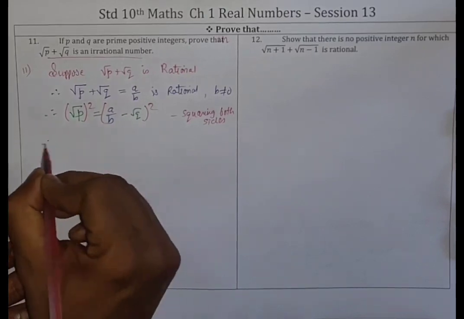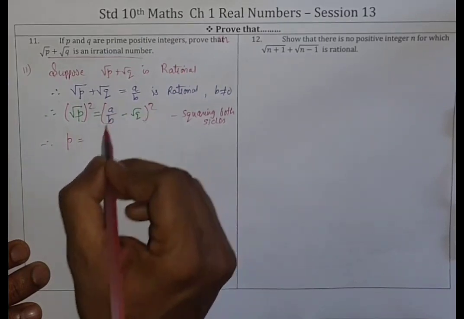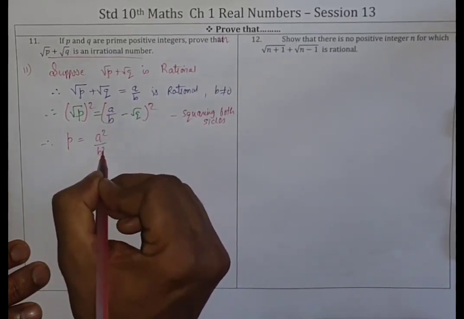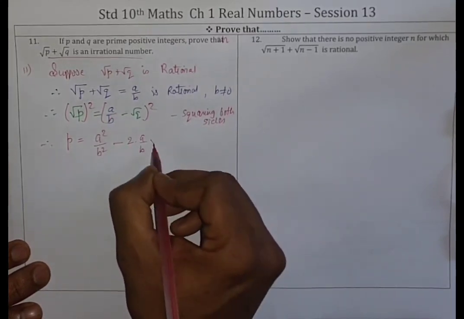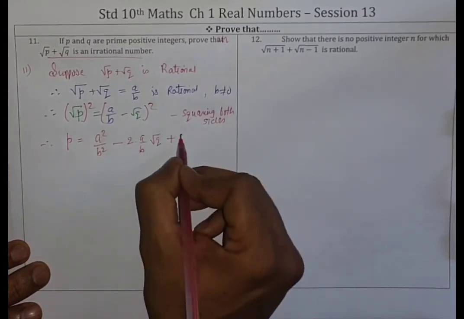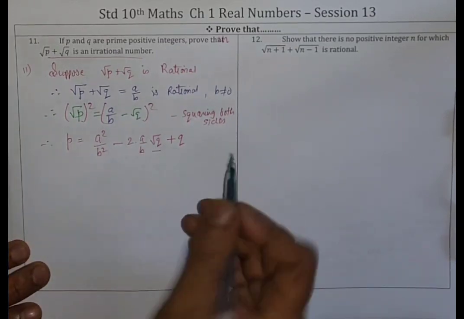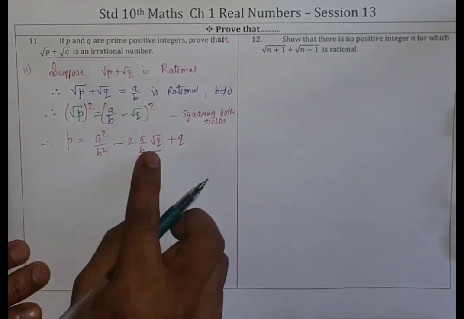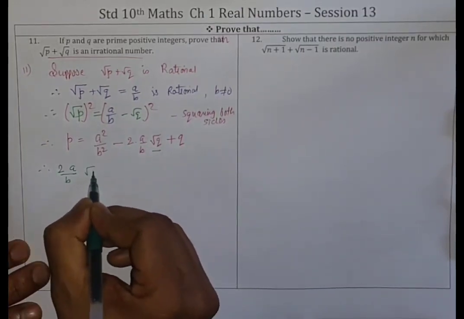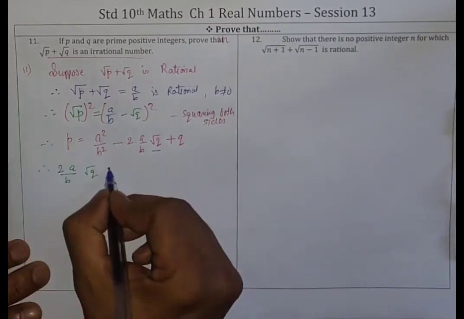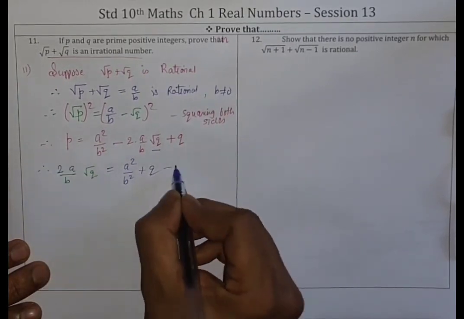Correct? Chaliye. Therefore, bolo, what is square of root P? Yes, of course, P. Square of A upon B, A square upon B square, minus, so minus 2 times first term A upon B into second term, that is root Q, plus root Q square, that is Q. Children, ek hi jagah pe root reh gaya. Make that subject of the formula. Since it is negative term, we'll take it on other side. So 2A upon B into root Q is equal to A square upon B square plus Q minus P.